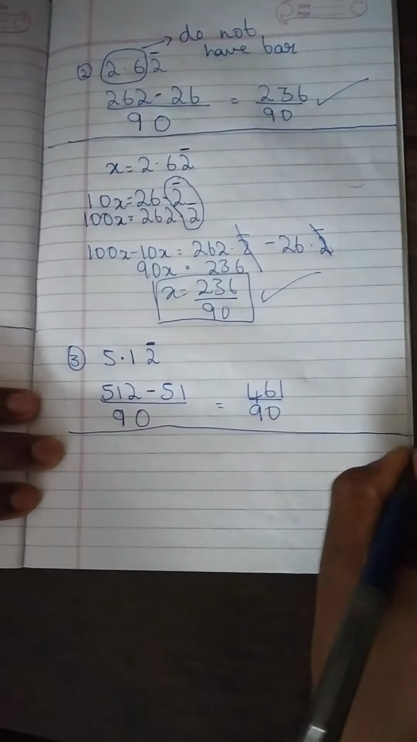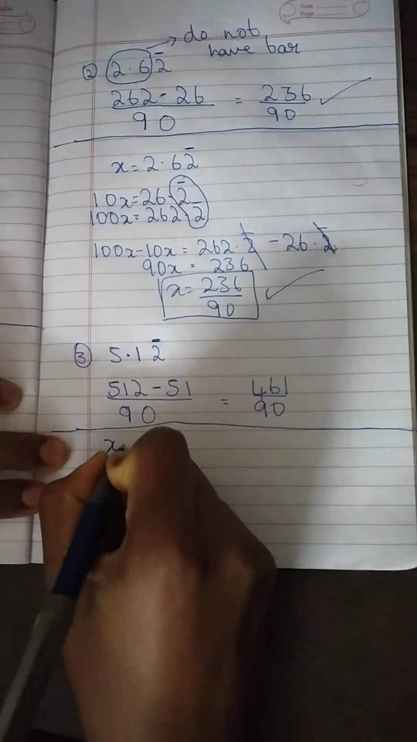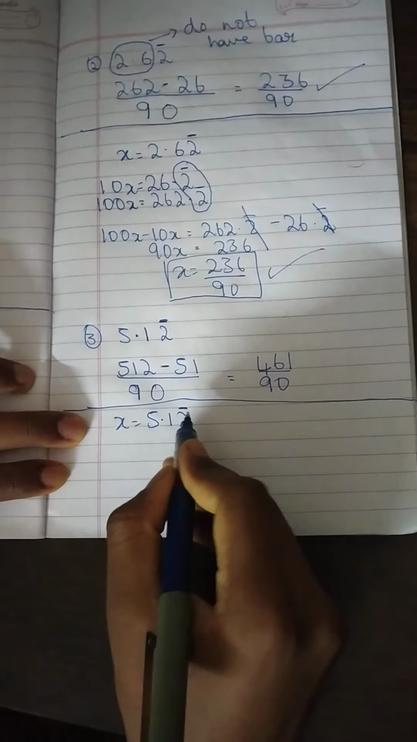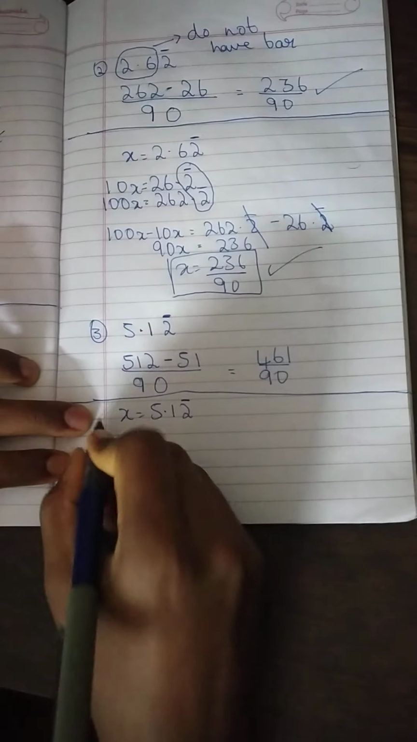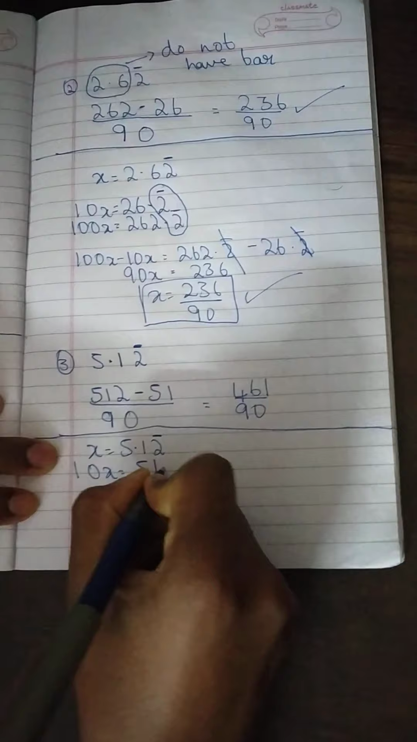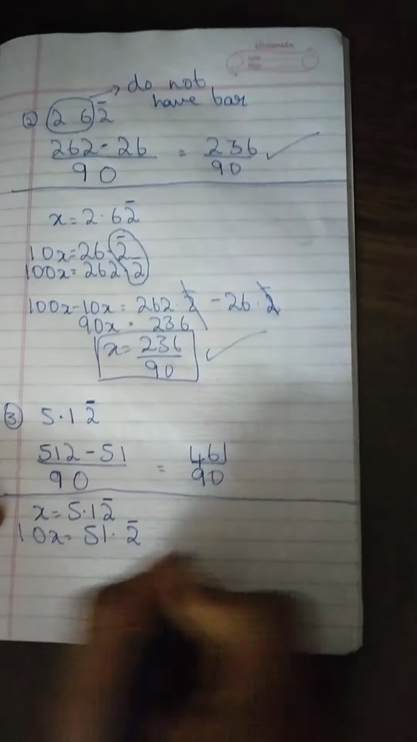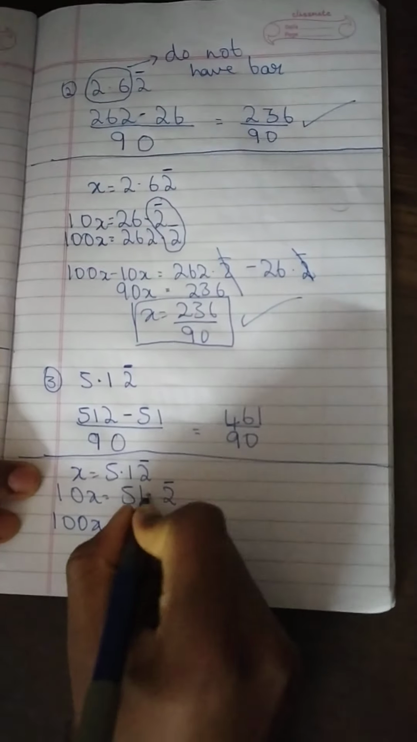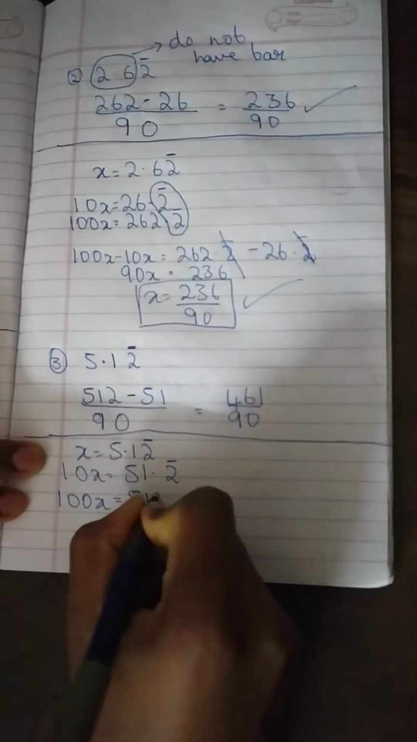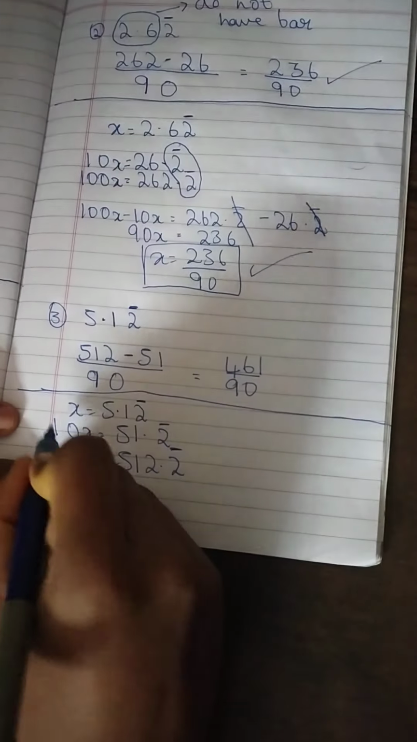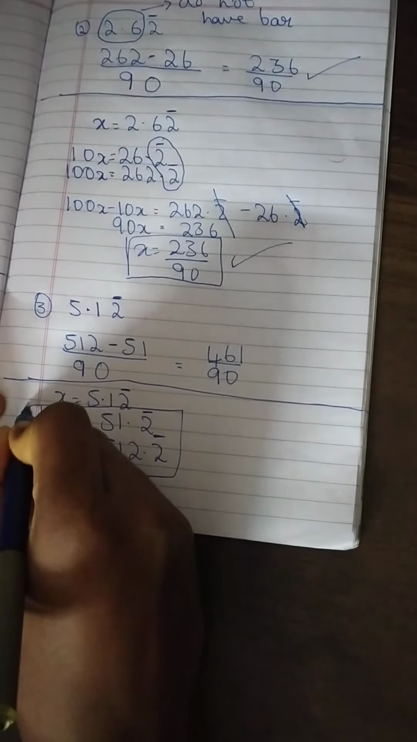Let's do it in the long method. Assume x is 5.12 bar. Now here we can try to get the constant as 0.2 bar. So multiply by 10. 10x equal to 51.2 bar. Again multiply by 10, which is 100x, because 10x into 10 is 100x. This is multiplied by 10, 512.2 bar. So we got the same bar. Here 2 bar, 2 bar.